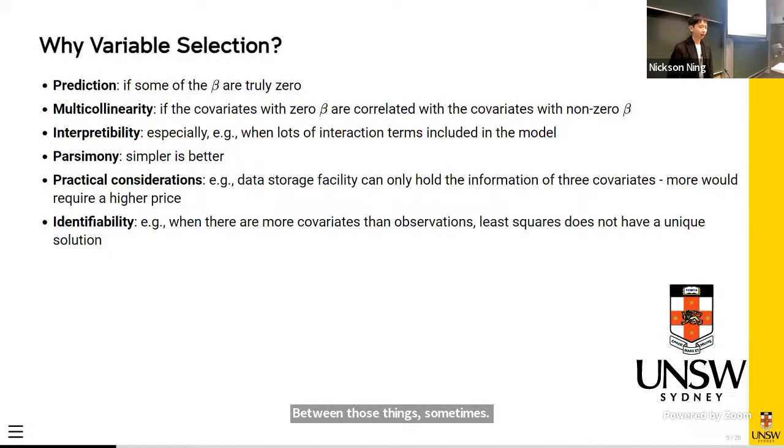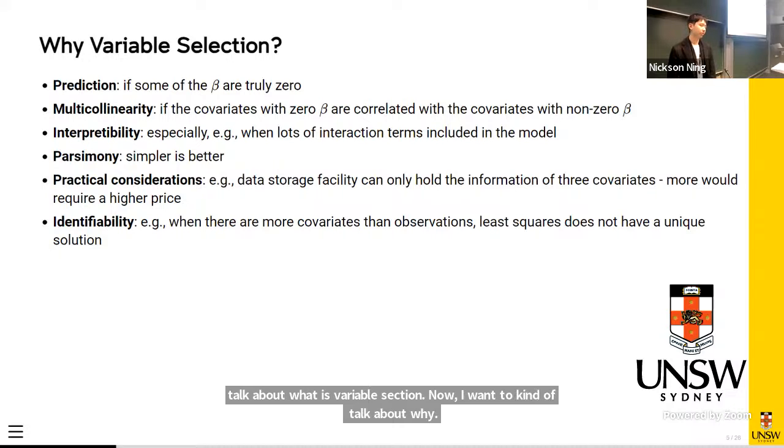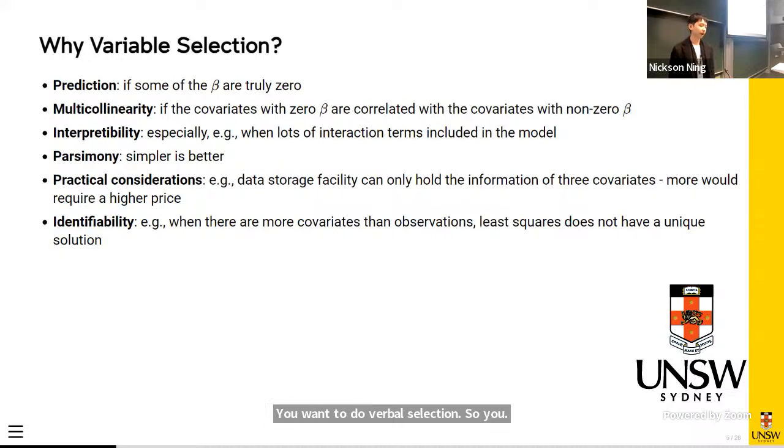So I talked about what is variable selection. Now I want to talk about why you want to do variable selection. Just because you have a lot of covariates, it doesn't necessarily mean you have to do variable selection. But there are good reasons to do so.